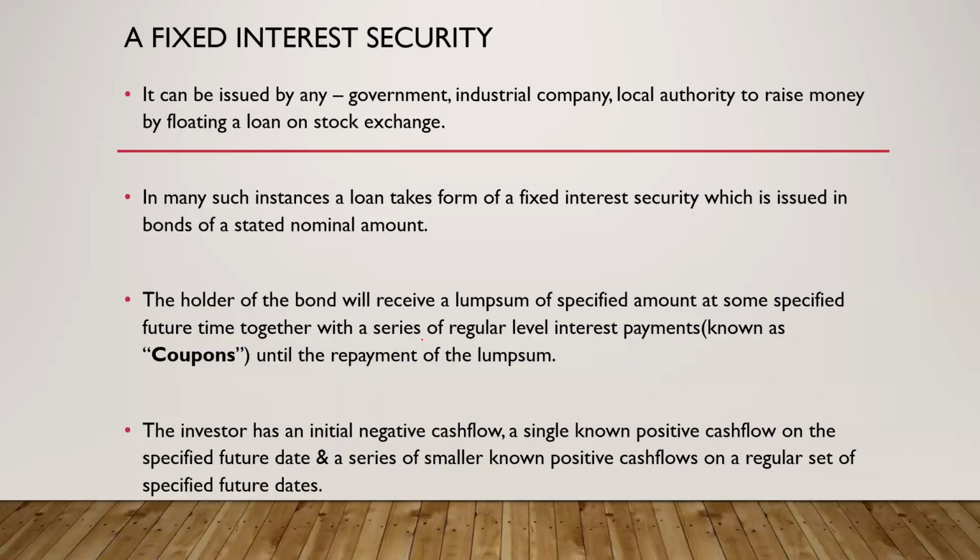Moving on to the next part after the zero coupon bond, a fixed interest security. A fixed interest security can be issued by any government, industrial company, or local authority to raise money by floating a loan on the stock exchange. In many such instances, a loan takes the form of a fixed interest security, which is issued in bonds of a stated nominal amount. The holder of the bond will receive a lump sum of a specified amount at some specified future time, together with a series of regular level interest payments, which are known as coupons, until the repayment of the lump sum. So this fixed interest security has an additional property besides the zero coupon bond.